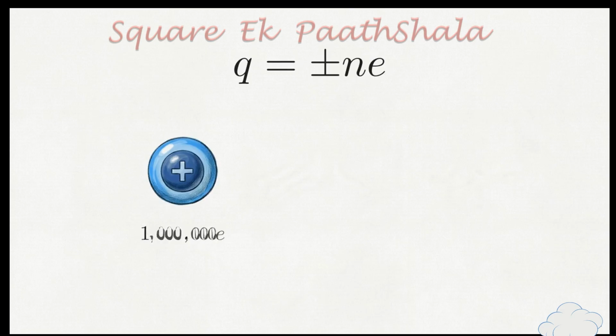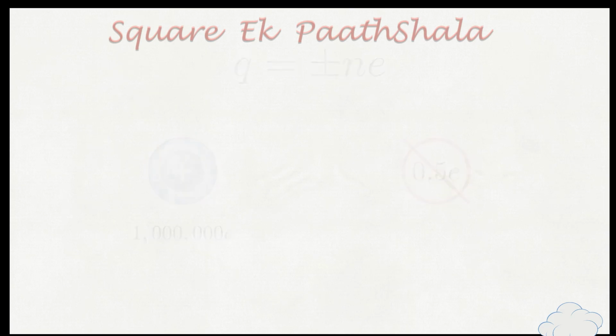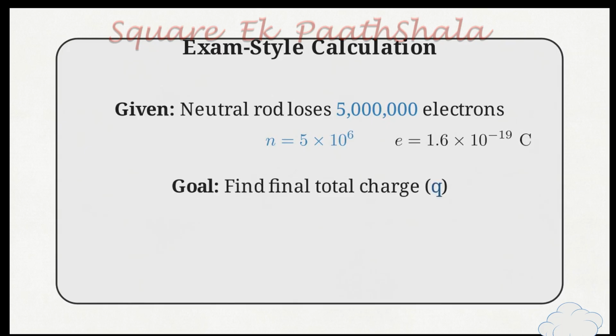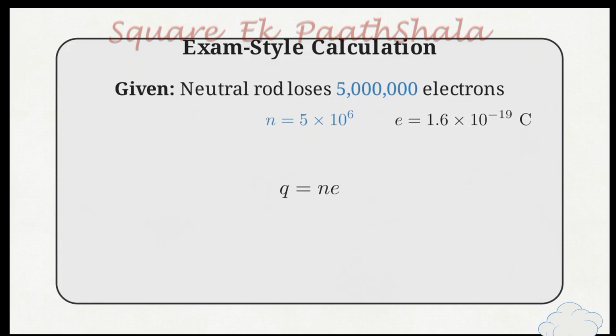Charge is quantized because it can only scale in discrete, whole steps. You can transfer 1 electron or 1,000,000 electrons, but you physically cannot transfer half an electron. Let's lock this in with an exam-style calculation. If a neutral glass rod loses exactly 5,000,000 electrons, what is its final total charge? Pause the video here, run the numbers, and watch your signs.